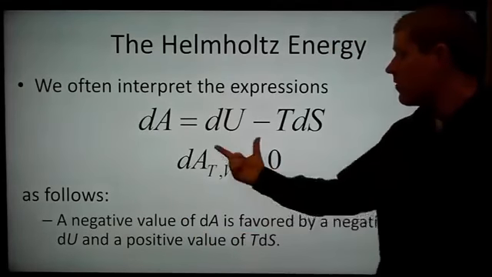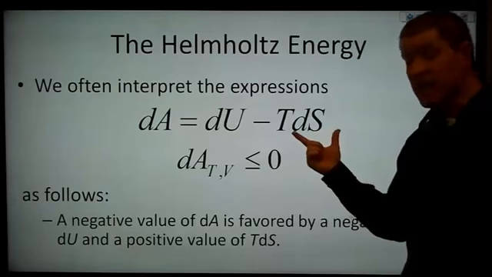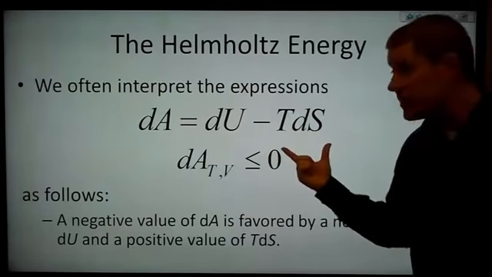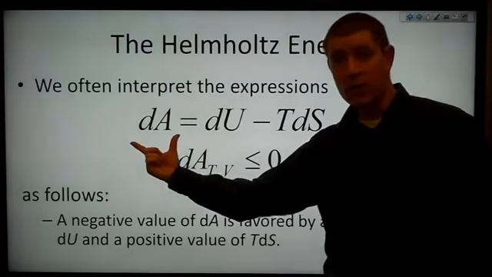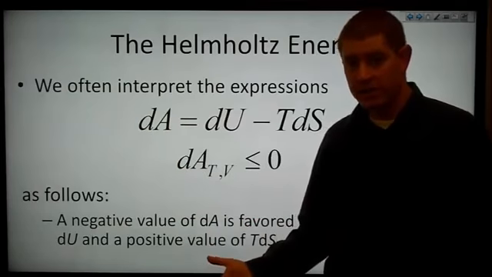On the other hand, if dU is positive and TdS is negative, then minus the negative is plus the positive. Now we have a positive plus a positive. So that means that our change in Helmholtz energy must be positive. And that means that it's not going to be spontaneous.